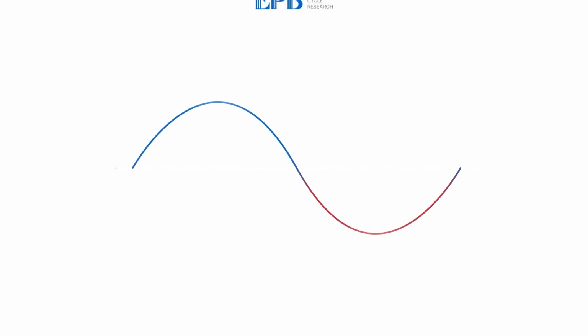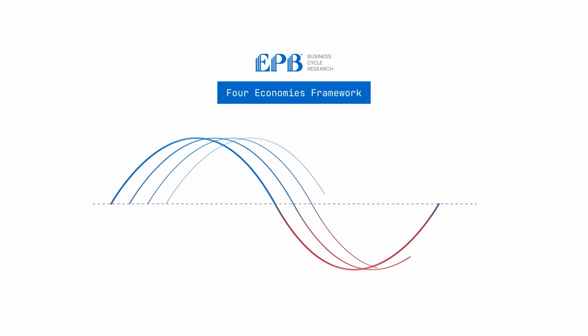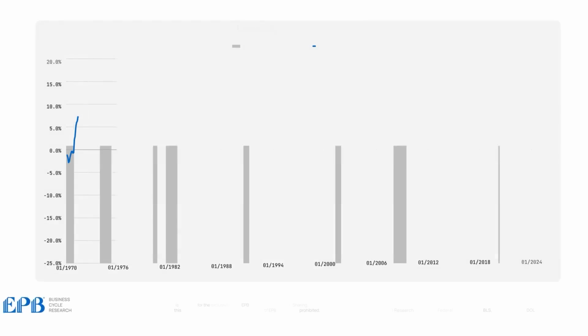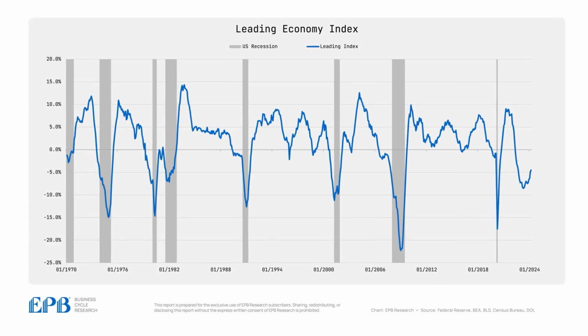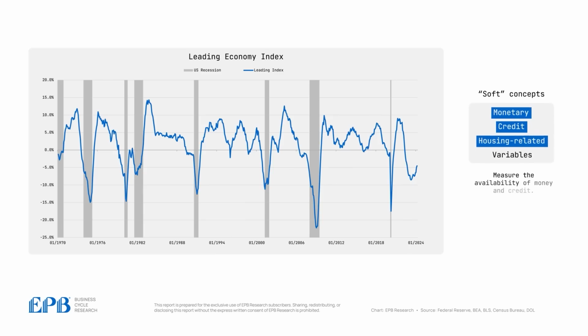The EPB Four Economies framework separates the overall economy into four baskets or four categories based on the timing of their movement within the business cycle sequence. As the name suggests, leading indicators are the earliest movers and generally contain monetary, credit, and housing related variables. These are what we call soft concepts, as they don't directly measure employment or economic growth, but rather measure the availability of money and credit.